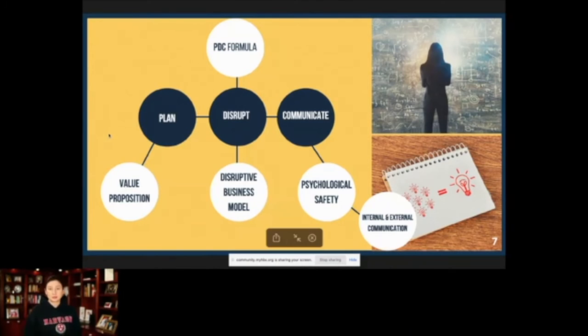And let me elaborate about internal communications core principles. I will speak about psychological safety in the workplace, and external communication includes the company's connection among the customers and the competitors.